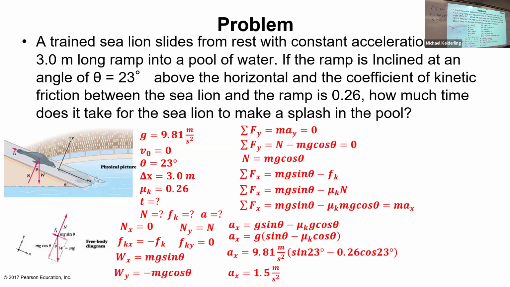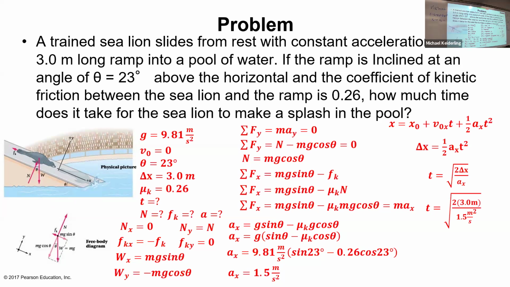Now that we know the acceleration, 1.5 meters per second squared, well, x equals x naught plus v naught x t plus 1/2 acceleration x t squared. x naught is 0, v naught x is 0, so delta x is 1/2 acceleration x t squared. So t is the square root of 2 times delta x over acceleration x. So that's the square root of 2 times 3 meters divided by 1.5 meters per second squared. I made a typo on that. I'll fix it. And that comes out to 2 seconds.